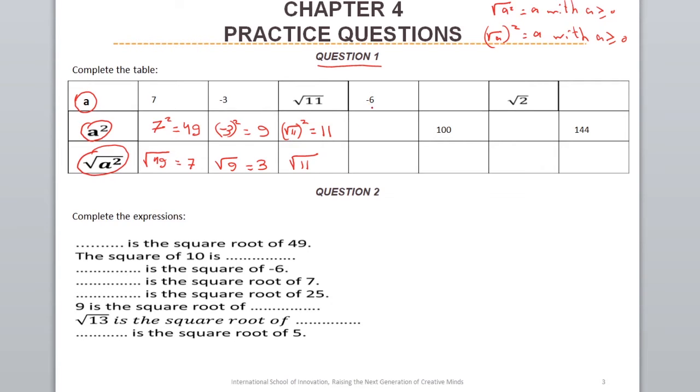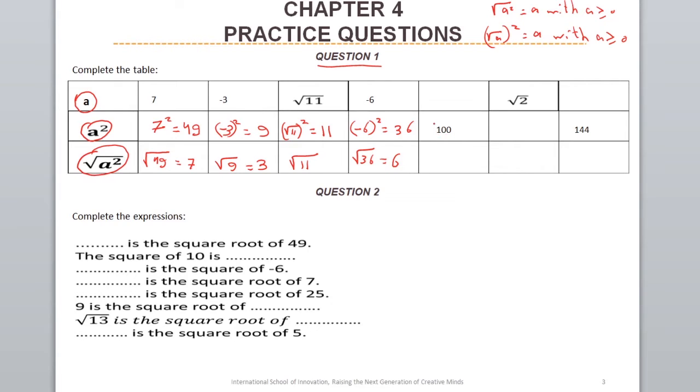Negative 6. When you square negative 6, what will it become? 36. And when you take radical 36, 36 is a perfect square, so it is 6. Done. That's it. But here radical 11 is not a perfect square, meaning it is not in the table we saw a moment ago.